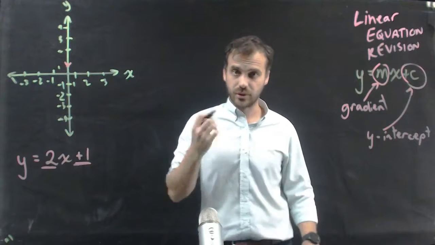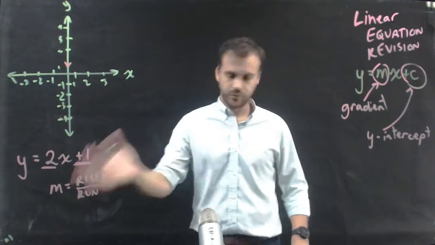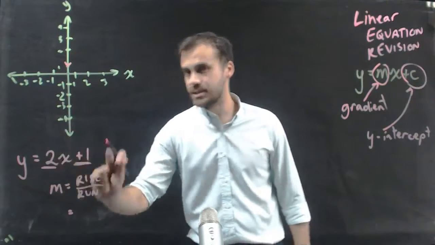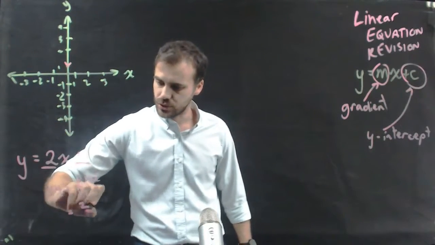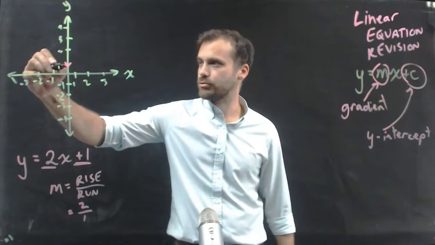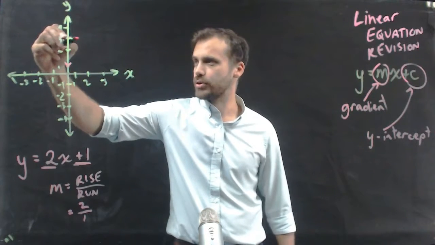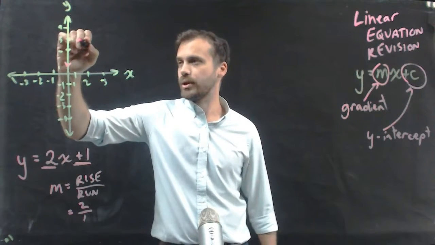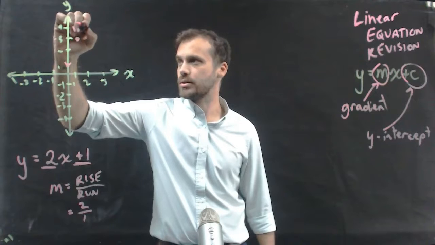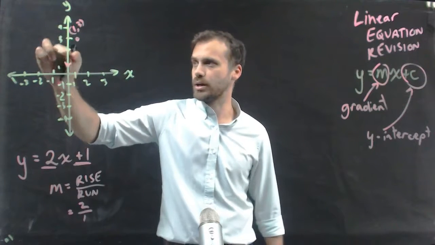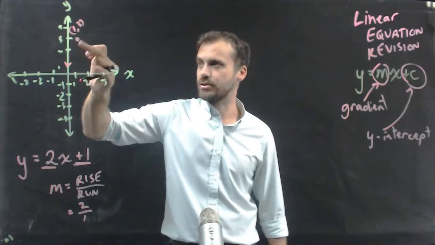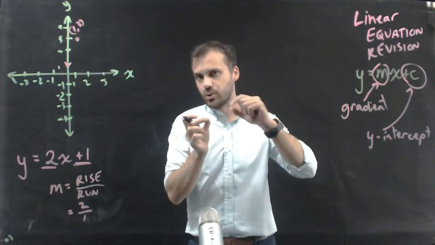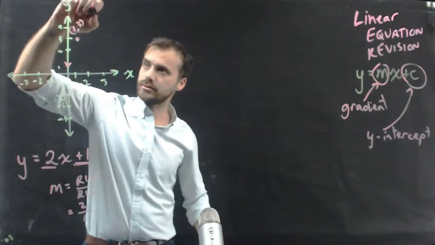Now you should remember that the gradient is equal to rise over run. So that means that the gradient of this particular one is 2 over 1, which means that it rises 2 for every 1 that it goes across. So that point there must be 1, 3, because it's risen from 1 up to 3, and it's gone across from 0 to 1. Now, any line can be represented by 2 points and then joined together.